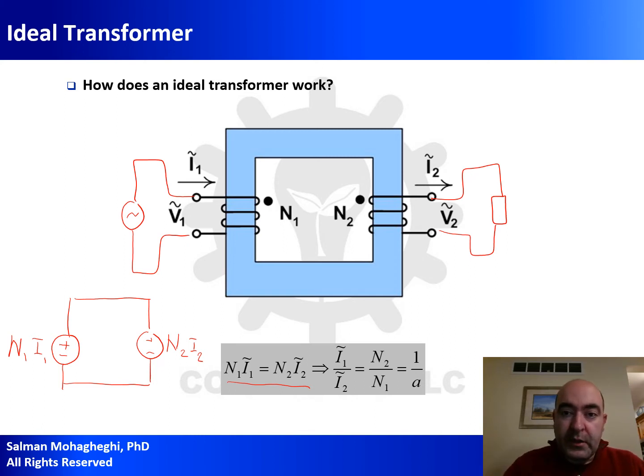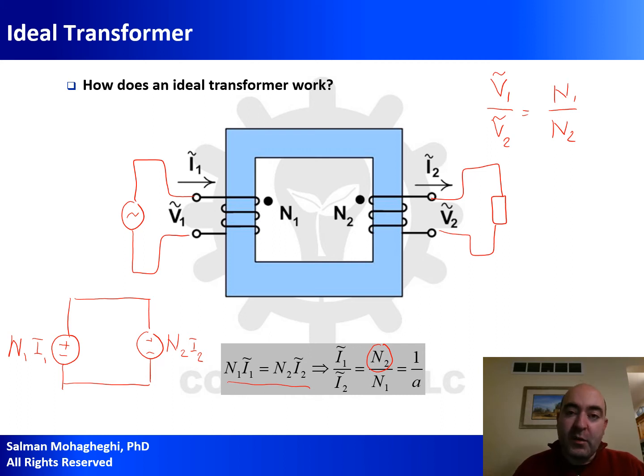Let me write this here for comparison purposes. So V1 tilde divided by V2 tilde is N1 divided by N2. What does that mean? That means if I have more number of turns on the secondary side compared to the primary, this transformer will step up the voltage. So the secondary voltage is going to be higher than the primary voltage. On the other hand, if I have an N2 which is greater than N1, you can see that your I2 will be lower than I1.